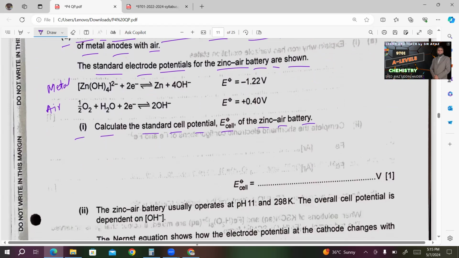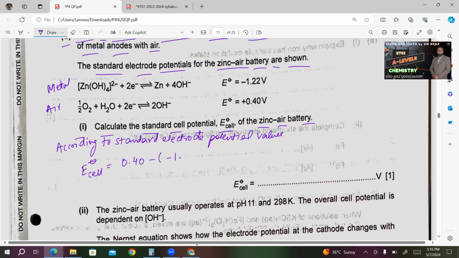So positive minus negative. Air has more potential to gain electrons. So according to standard electrode potential values, E cell must be equal to 0.4 minus (-1.22), or 0.40 plus 1.22, which becomes 1.62 volt. 1.62 volt. This will be the final answer.